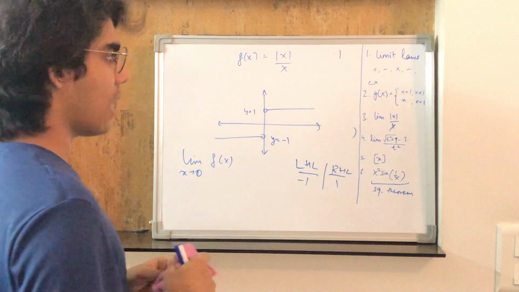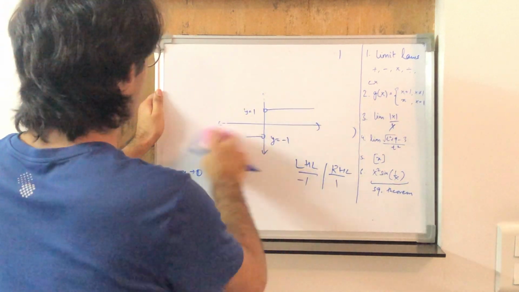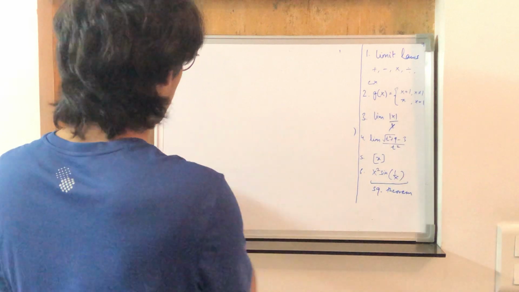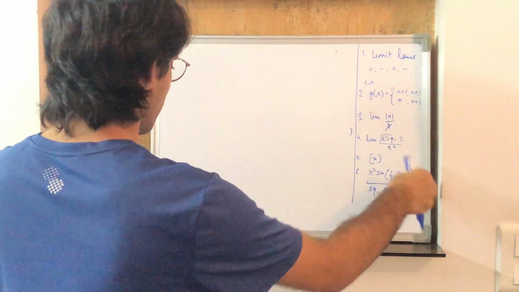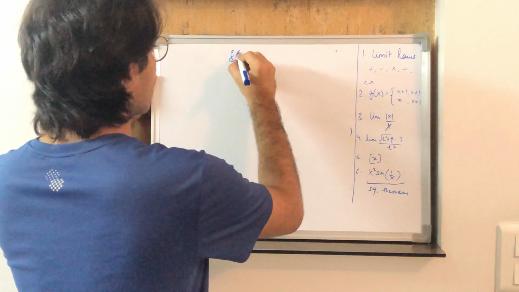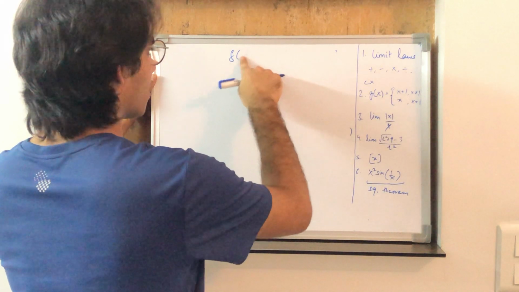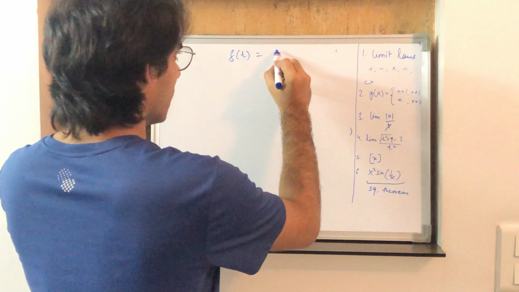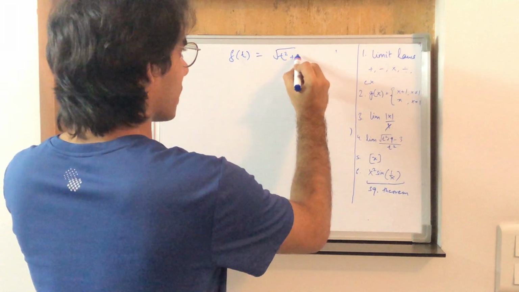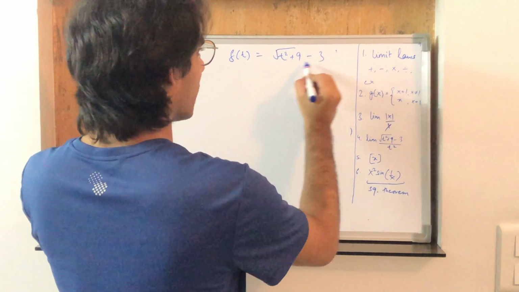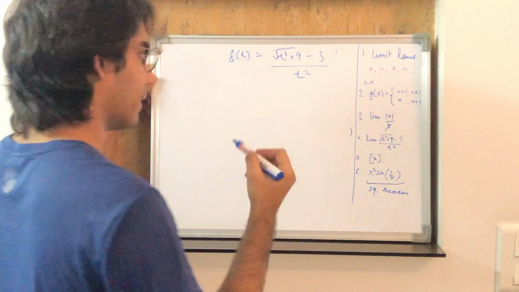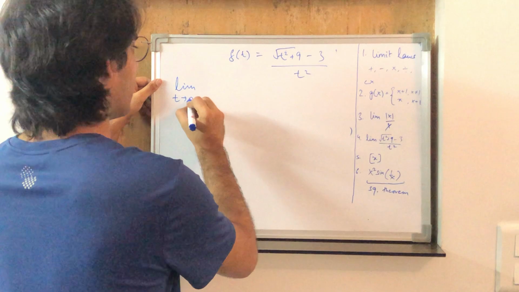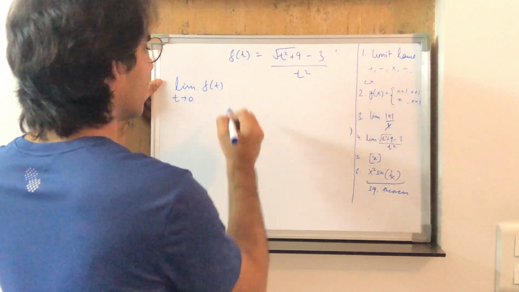Okay, now let's look at another function, and we're going to solve this one out. Okay, I have this function f of x. Or let's switch it a little. I have f of t, which is this function, root t squared plus 9 minus 3 over t squared. I'm asked to evaluate the limit t tending to 0 of f of t. Right, this is what I'm asked.